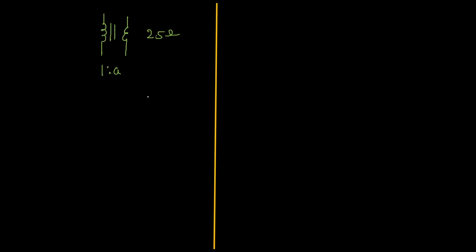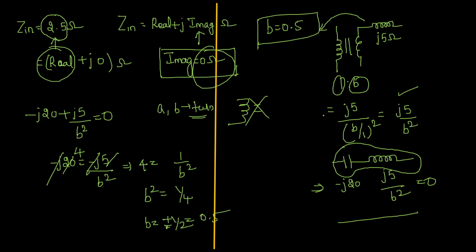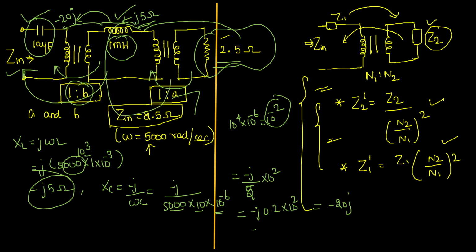Let us transform it. How will you transform from here to here? It can be written as 2.5 divided by, once again, n2 by n1, where n1 is 1, that is a by 1 whole square. So this can be written as 2.5 by a square. This is the resistance that is now available at this port, this junction.